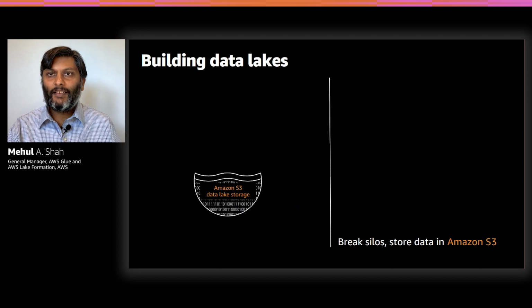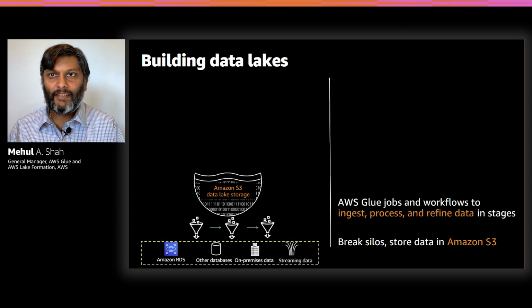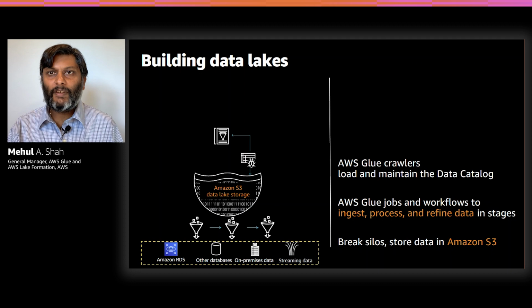You see, we find a lot of our customers taking all of their data and putting it into Amazon S3, which is this ubiquitous, low-cost, highly durable object store, with 11 nines of durability. They're breaking their data silos in their operational databases and using Glue to ingest data from those silos into S3 and then process that data from stage to stage and refine it. Then finally, when it's ready for production, they'll run Glue crawlers to load and maintain the data catalog that points to all this data.